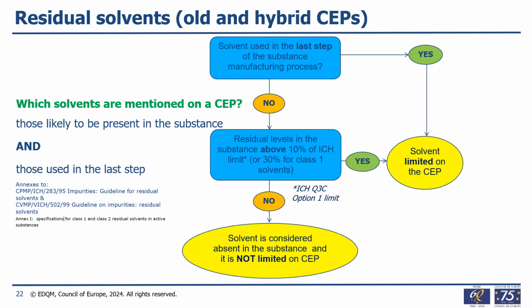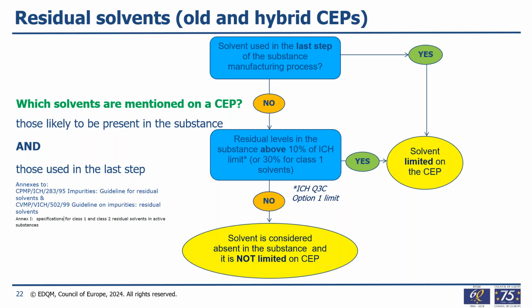Now we will speak about the residual solvents, and we will start with the case for old and hybrid CEPs. Which solvents are mentioned on the CEP? On the CEP are controlled the solvents which are likely to be present in the final substance and those which are used in the last steps of the manufacturing process. This is covered by the EMA Note for Guidance for Residual Solvents, and this decision tree will explain the approach that is applied.